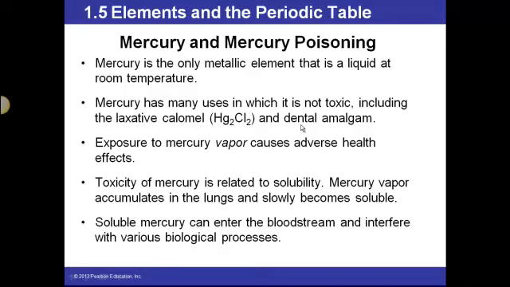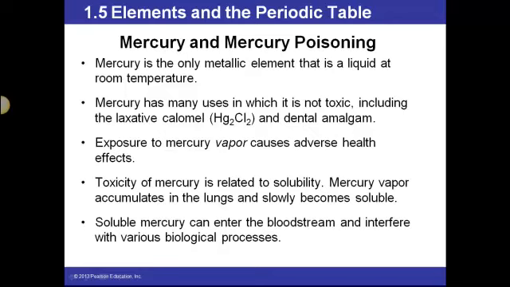So the toxicity of the mercury is really related to its solubility within the body. The mercury vapor can accumulate in the lungs, and it slowly becomes soluble over time. And it's this solubility within the body that can cause the problems, because soluble mercury can enter into the bloodstream and it can interfere with various biological processes, especially within the brain.